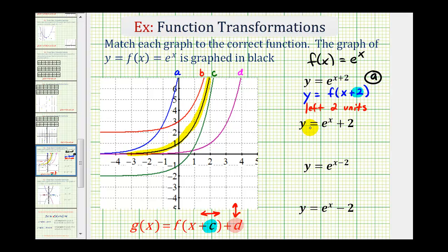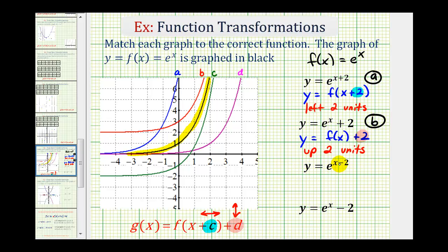Next we have y equals e to the x plus 2. Notice how now the plus 2 is not in the exponent position. So we can write this as y equals e to the x, which is f of x, and then plus 2. Because of this plus 2 on the end, we need to recognize that d is positive 2. And if d is positive 2, the graph is shifted up 2 units. So going back to our graphs, notice how the red graph, or graph B, has been shifted 2 units up from the black graph. So this would produce graph B.